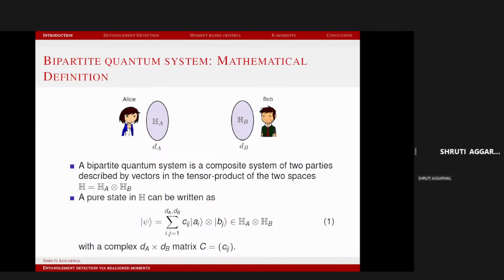A bipartite quantum system is composed of two parties, described by vectors in the tensor product of two spaces, HA tensor HB. And this is how we describe a pure state in a Hilbert space. A mixture of pure states is called a mixed state.